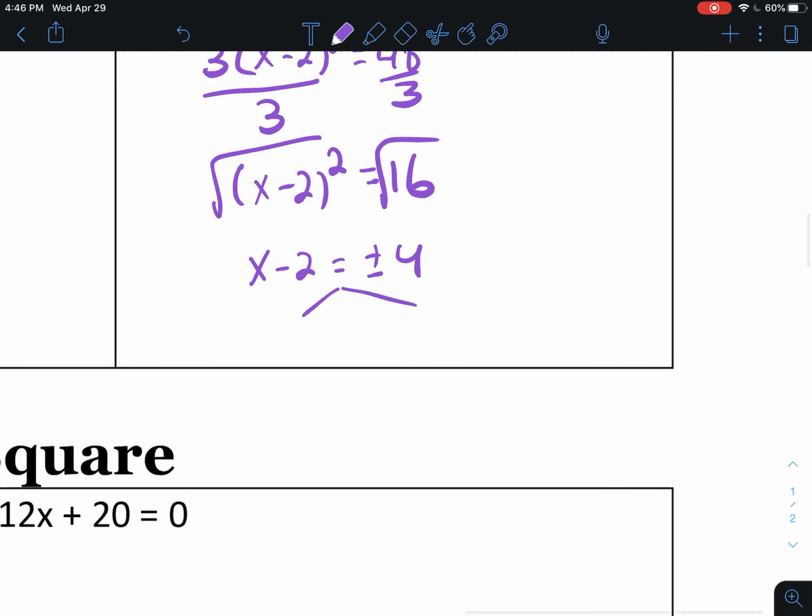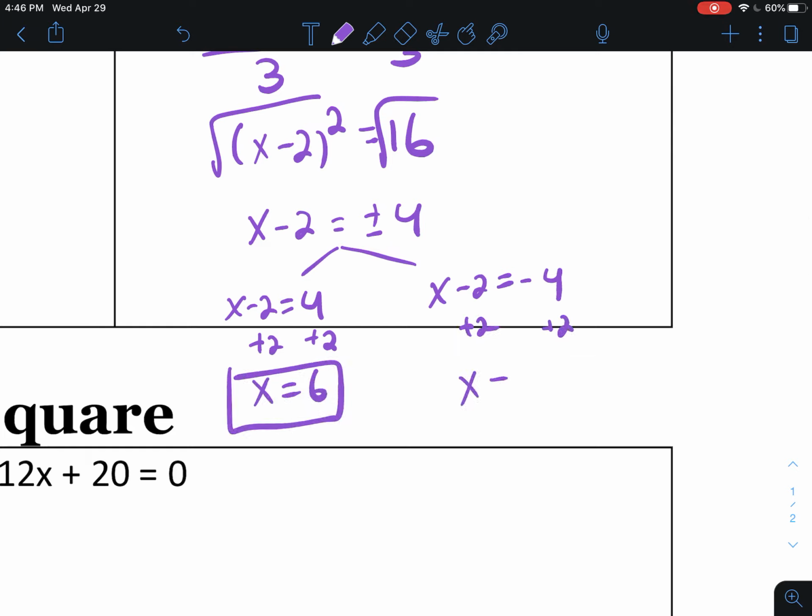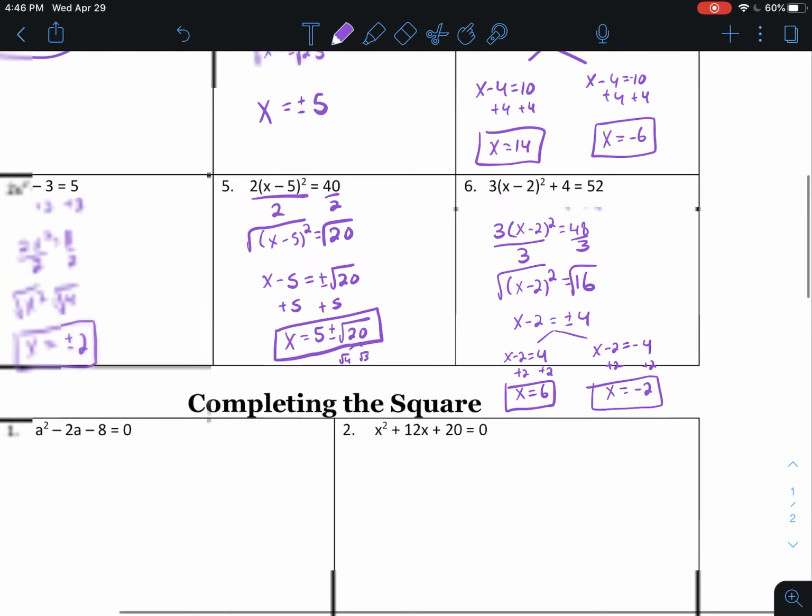And then this is another one where we have to split it. x minus 2 equals positive 4. x minus 2 equals negative 4. We add the 2 to both sides. x is equal to 6 on one side. We add the 2 to both sides on the other. We get x is equal to negative 2 on the other side.